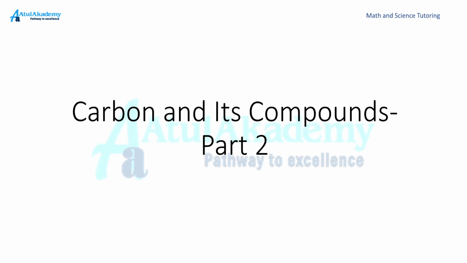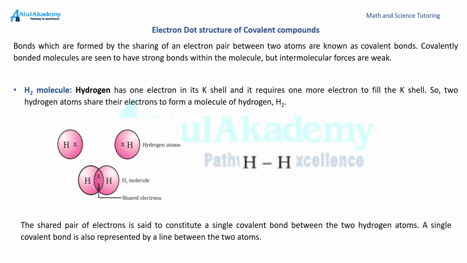Now let us talk about the electron dot structure. What is this electron dot structure? Basically, this structure will tell you how the different types of bonds are made. We have single bond, double bond, and triple bond. So how are those bonds made by sharing of electrons within the compound or molecule? Let us talk about that.